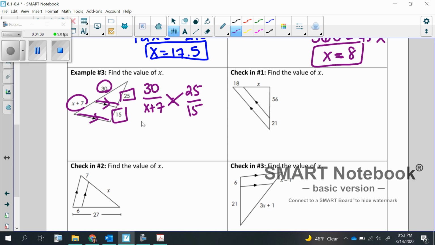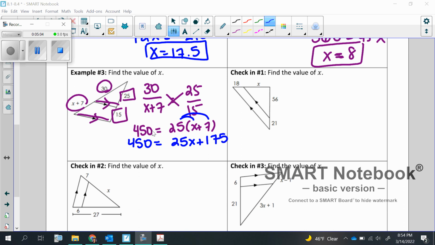Just make sure, so we're going to do 30 times 15, and when we do that, we're going to get 450 equals, when you do 25 times x plus 7, you need to make sure that you put the x plus 7 in parentheses and that you distribute. So you're going to get 450 equals 25x plus 175. Subtract 175 from both sides, solve for x, and you will get that x will equal 11.